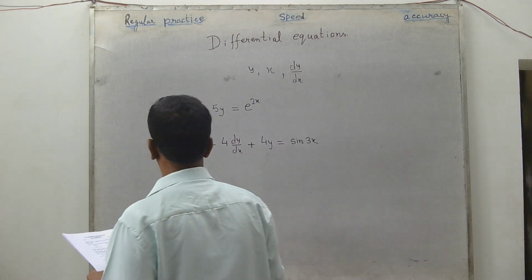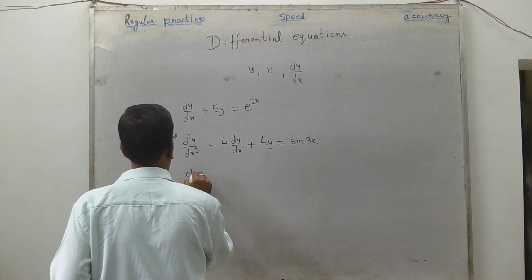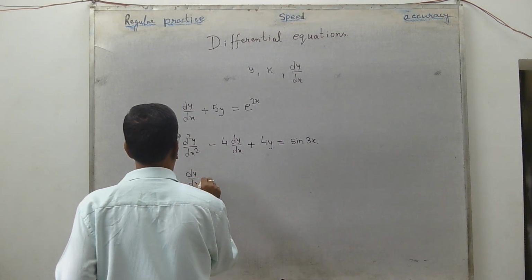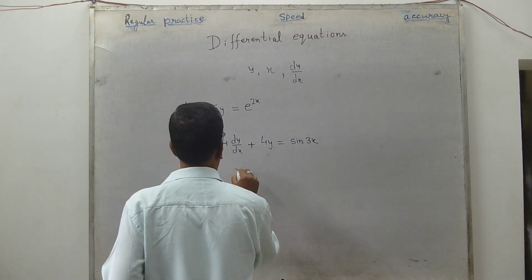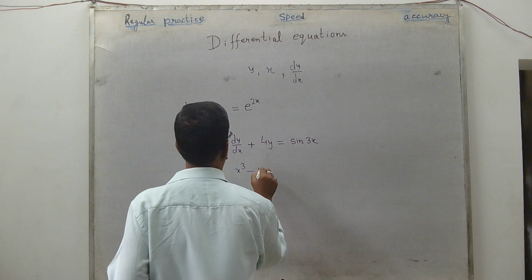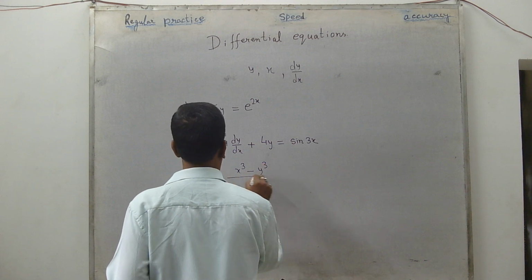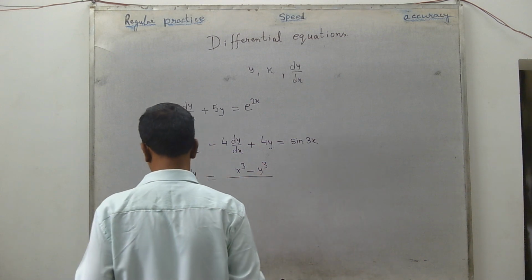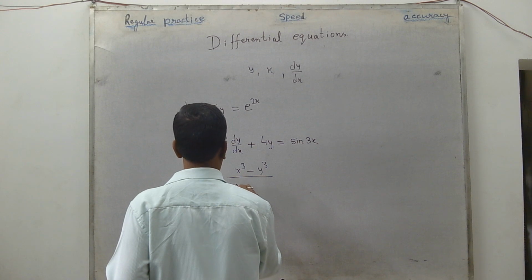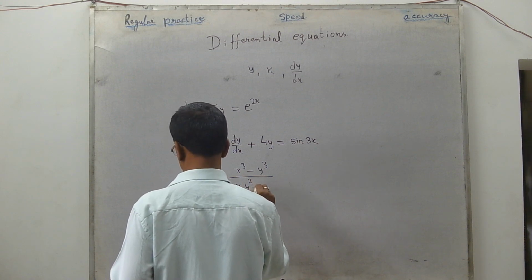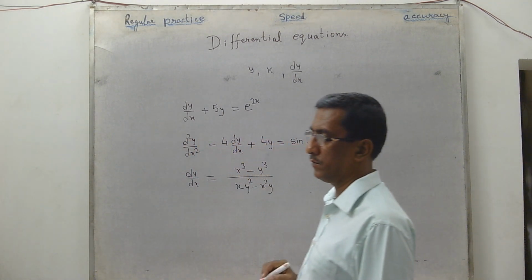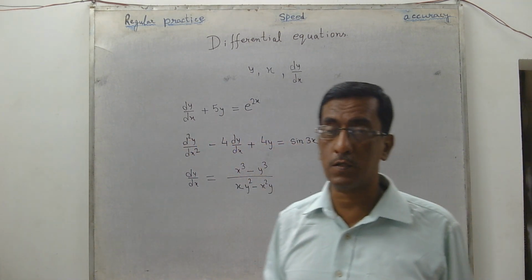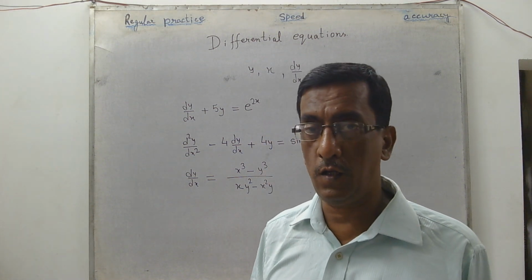Again, dy by dx equal to x cube minus y cube by x y square minus x square y. These are all examples of differential equation.